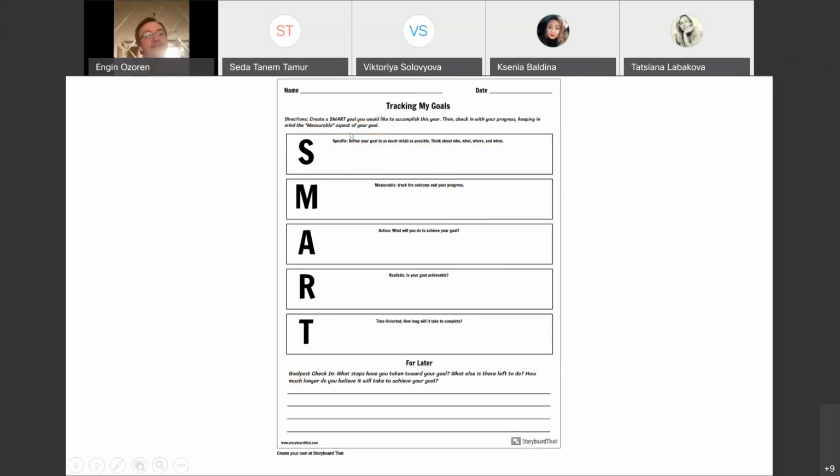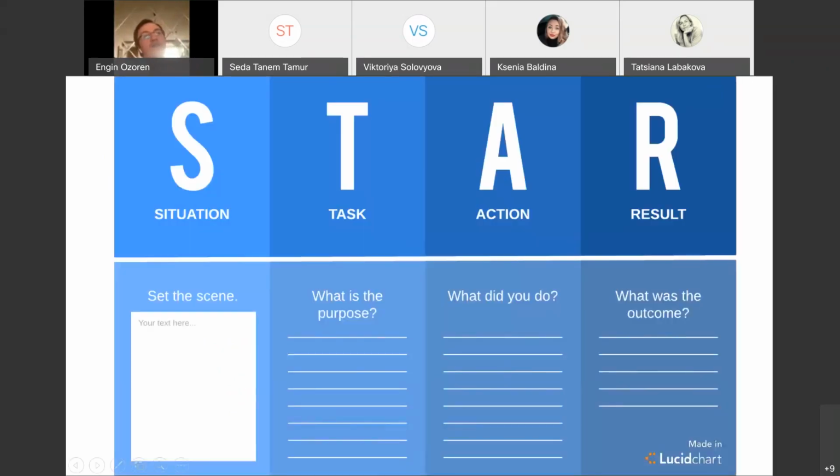The last thing, after you write down your SMART goals, I want to mention the STAR technique. That is the technique I first saw in an Amazon interview. Amazon does their interviews with the STAR technique. It's actually an HR interviewing technique, but we are using it in the design thinking process.